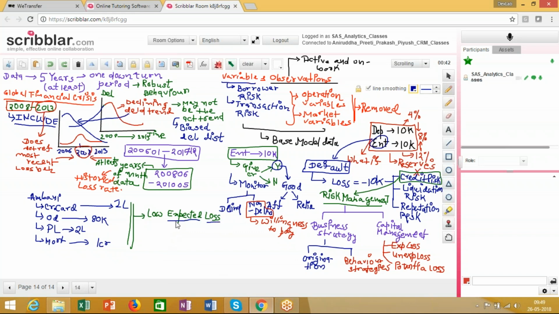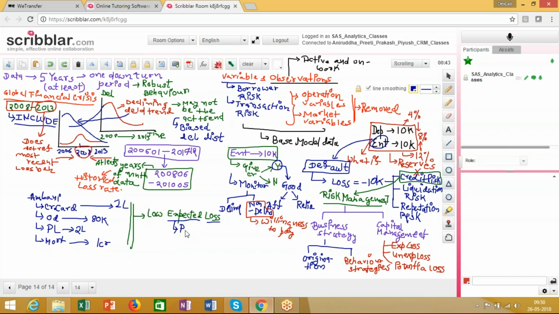Now what do I mean by expected? On what basis will I form my expectation that this account may go into loss? My first pillar of forming my expectation is my probability to default. What are the chances that this account will default? I'll earn a loss on the account if and only if the account goes into default, right?